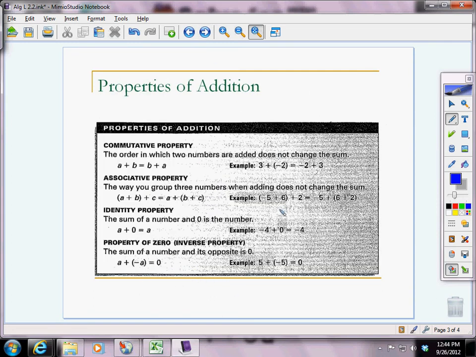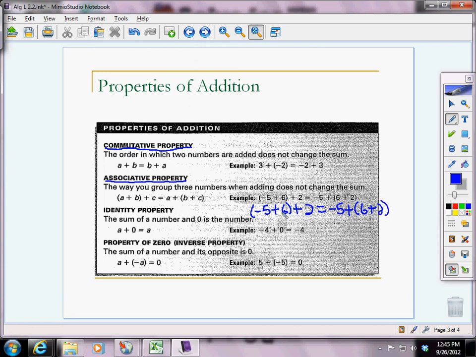Our properties for addition, again, this should be review. Commutative property. You guys know this property. It says we can add in any order. 3 plus a -2 equals -2 plus 3. The associative property says you can change the groupings. I know this is a little hard to see here, but if we had the quantity -5 plus 6, then plus 2, that's going to equal -5 plus the quantity 6 plus 2.